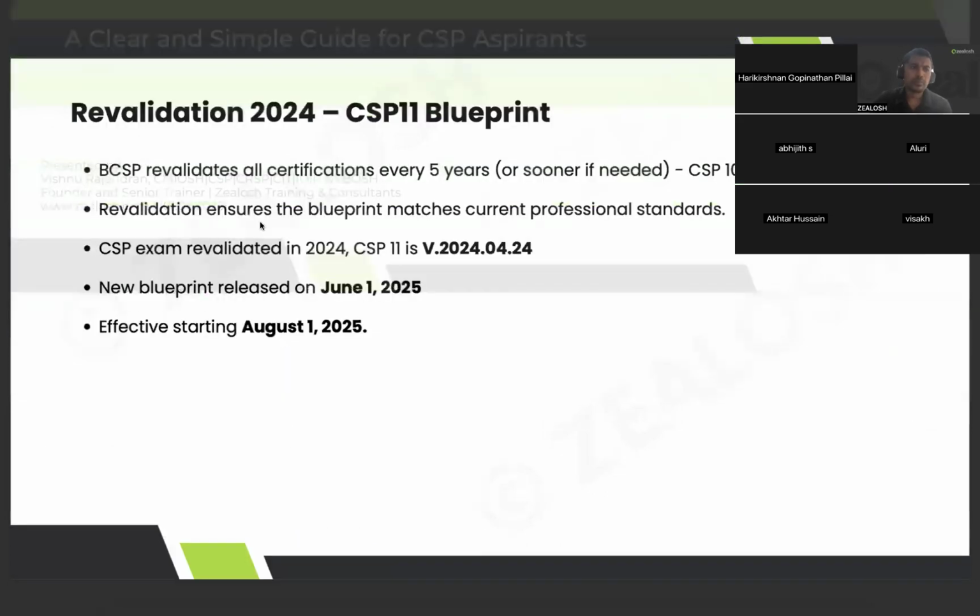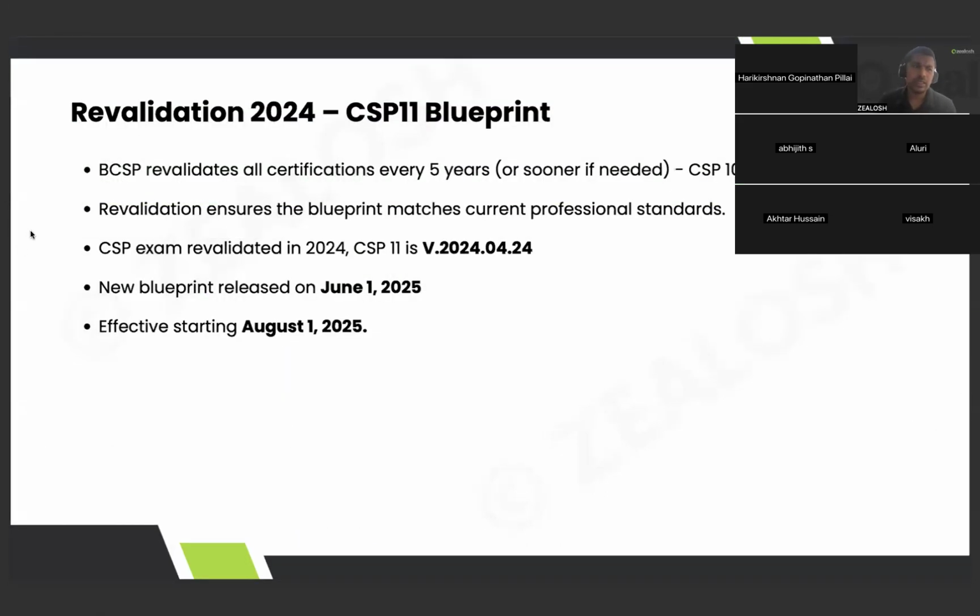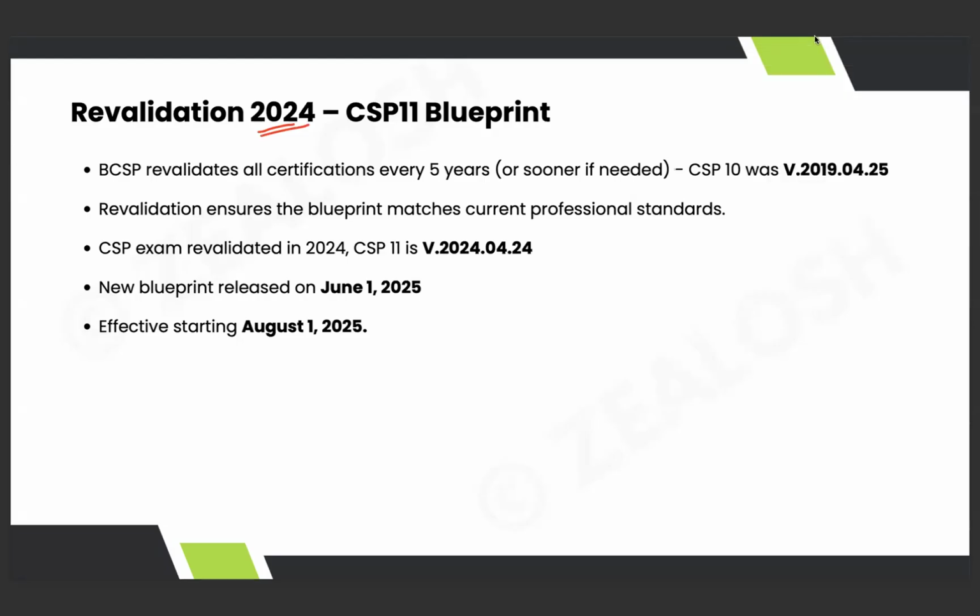It's a revalidation actually. This blueprint is dated 2024, the version, if you can see here. BCSP revalidates all certifications in 5 years, or less than 5 years if required. CSP 10 had the version dated 25 April 2019, and it came out in 2020. Now similarly, it is 2025.